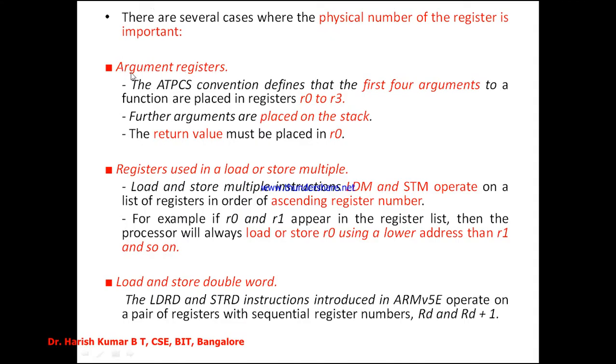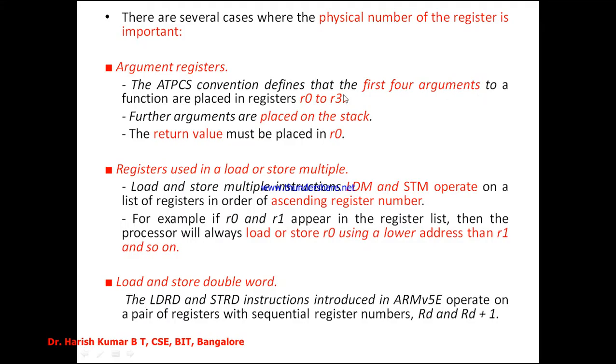The first case is the argument registers. In the previous class I explained how to call a function written in assembly code from the C programming language. When you are calling the function written inside the assembly code from C, and you are passing the arguments, the first 4 arguments get copied to the registers R0, R1, R2 and R3. Here I cannot change the names of those registers. I cannot use alternative names. I have to use the registers R0 to R3.